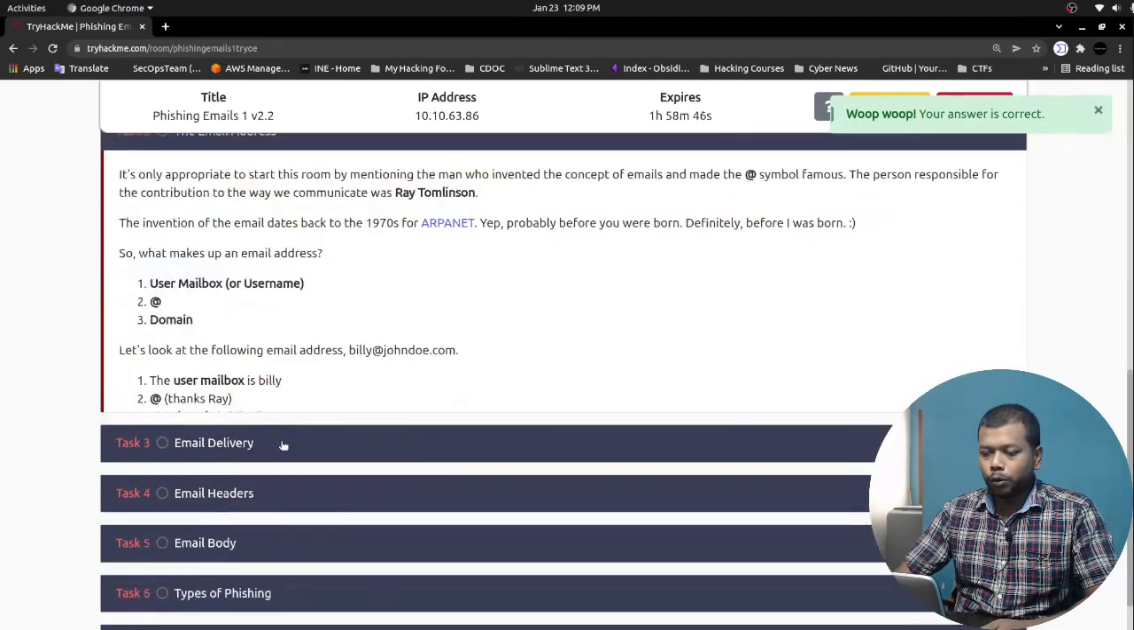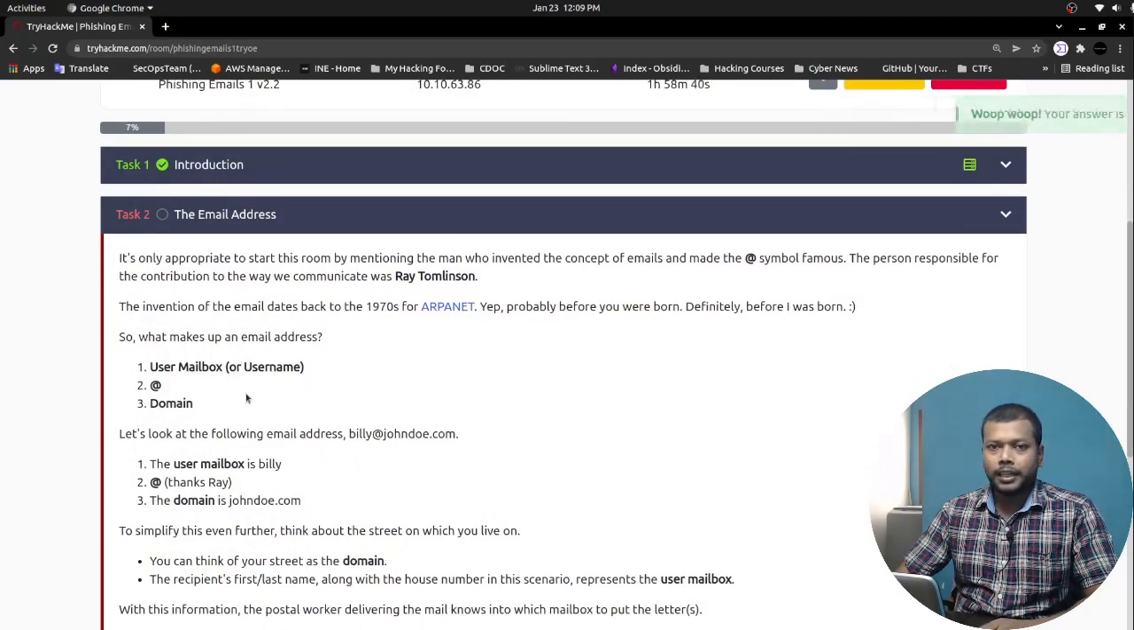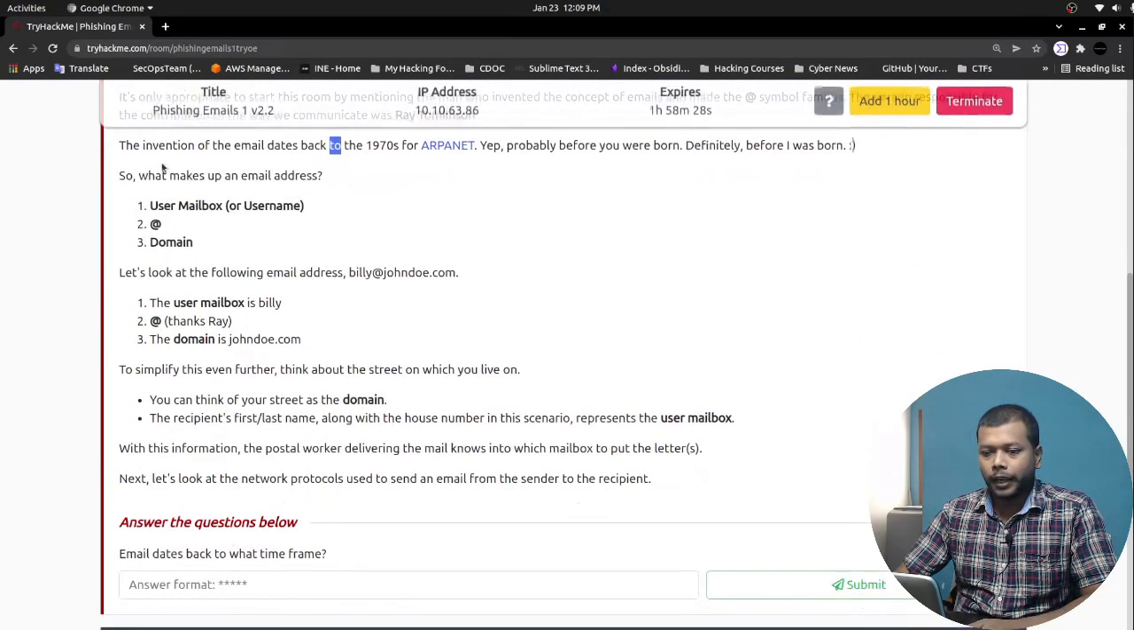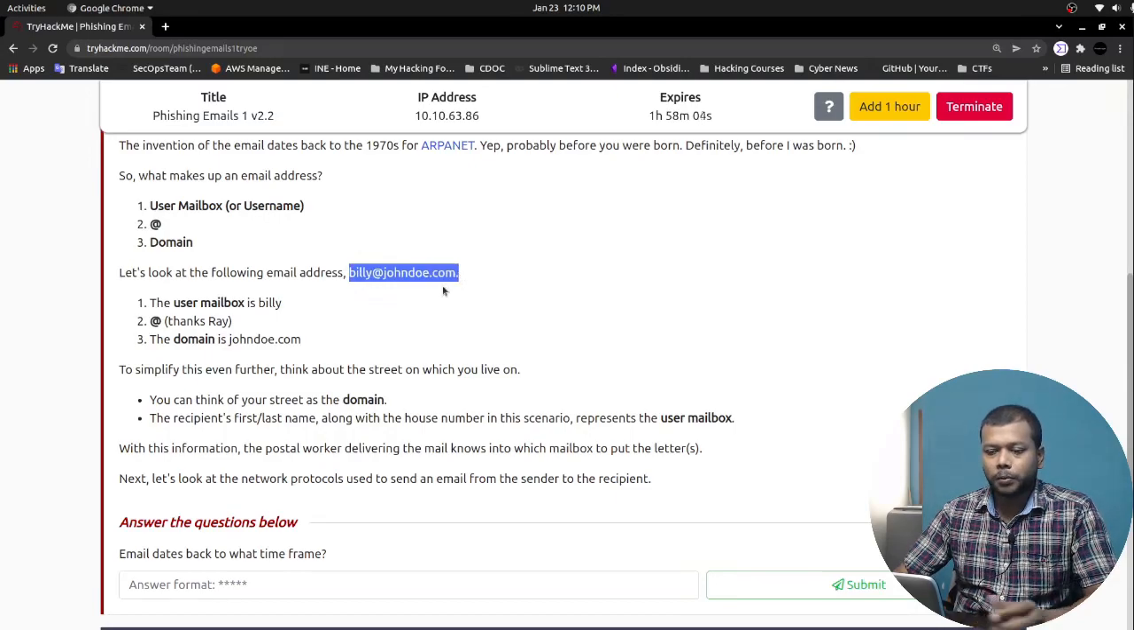So let's go to the main part, task 2, the email address. Here they gave the shape of the email address. What is the syntax of an email address? The invention of email dates back to 1970 for ARPANET. Yes, probably before you were born. So what makes up an email address? An email address generally looks like this. It contains an at symbol, the domain name, and the user's mail name. So it usually looks like this: name, at, and the domain name. This is the format of the email, and all letters are in lower case.